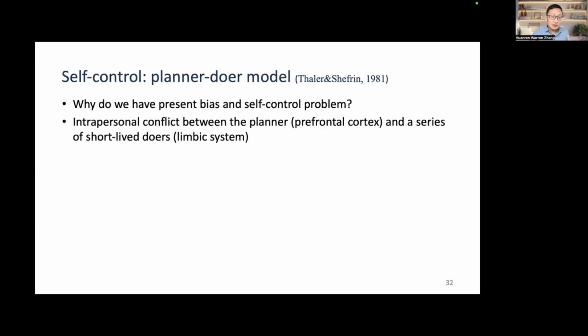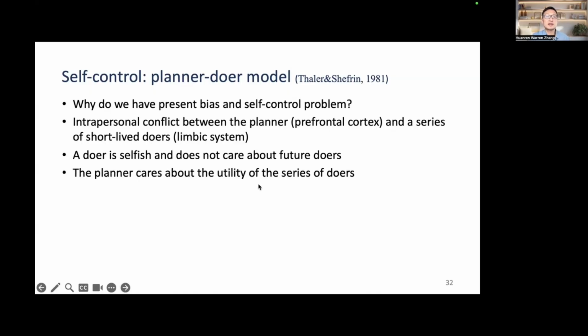But in order to understand this self-control problem, we could introduce this planner-doer model, right? So this is just a model for us to understand what is likely going on in our brain when we experience the self-control problem. Why do we have present bias and self-control problem? Intrapersonal conflict can be observed between the planner, which is mainly the prefrontal cortex, and a series of short-lived doers, which are driven by our limbic system. A doer is selfish and does not care about future doers, and the planner, in contrast, cares about the utility of the series of doers.